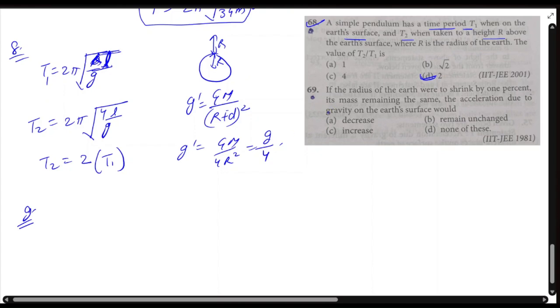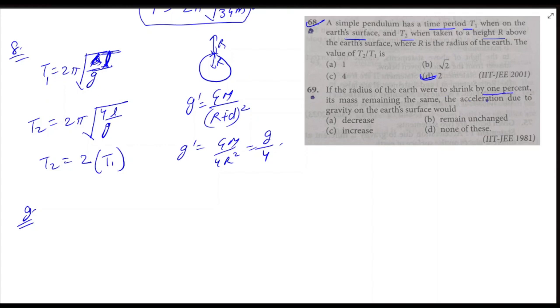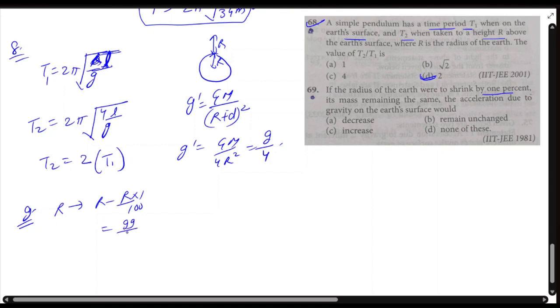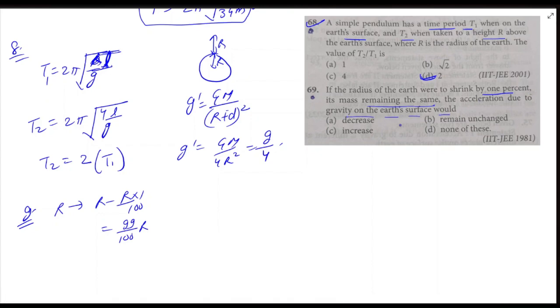Let's move on to our next question. If the radius of Earth were to shrink by 1%, so R will become R minus R into 1 by 100. So it will become 99 by 100 R. Its mass is the same. The acceleration due to gravity of the Earth. So this is quite simple, right? Acceleration due to gravity is GM by r square. So if the radius is decreased, g will increase. So it will increase. Okay.